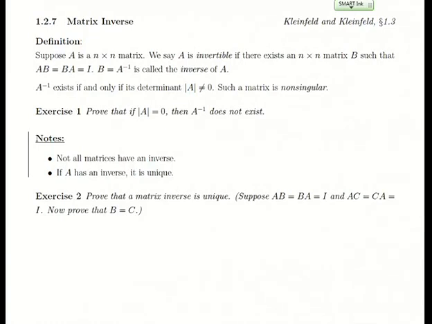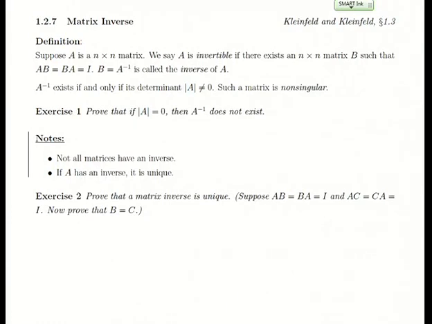If you can have A times B, and you can also do B times A, and those two things are equal, and whenever you do either of them, it equals the identity matrix I. Okay? We call that B matrix that does that funny trick with A the inverse of A, and we call it A minus 1.